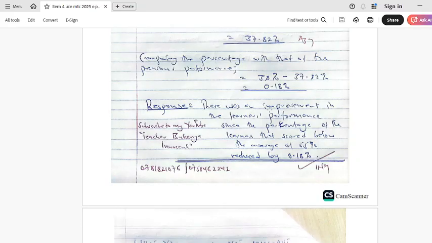And this is my response. There was an improvement in the learners' performance since the percentage of the learners that scored below the average of 55% reduced by 0.18%. So that's what I managed to come up with.